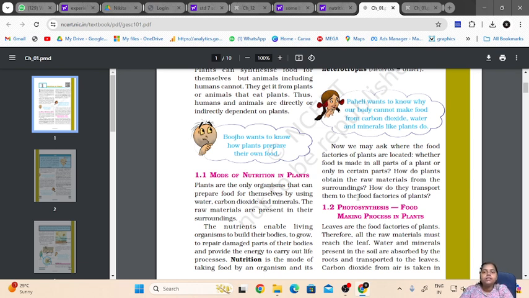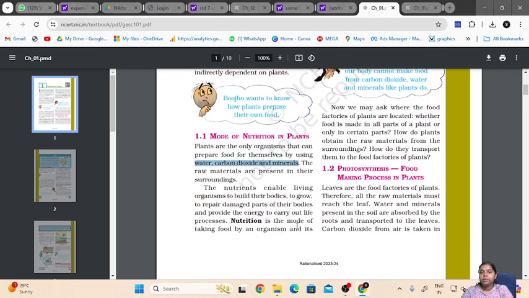What raw material do they require? They require water, carbon dioxide, and minerals to prepare their food. So they prepare their food with the help of the raw material which is present in the surroundings only.